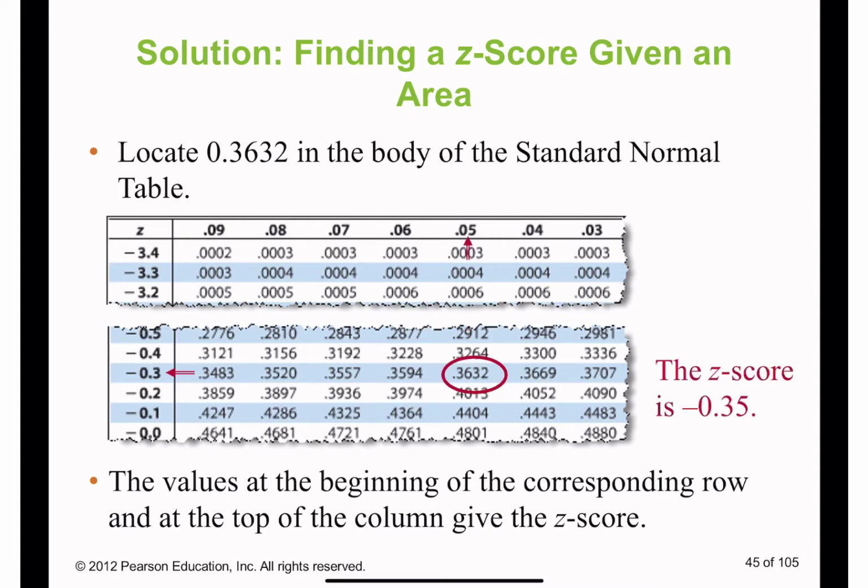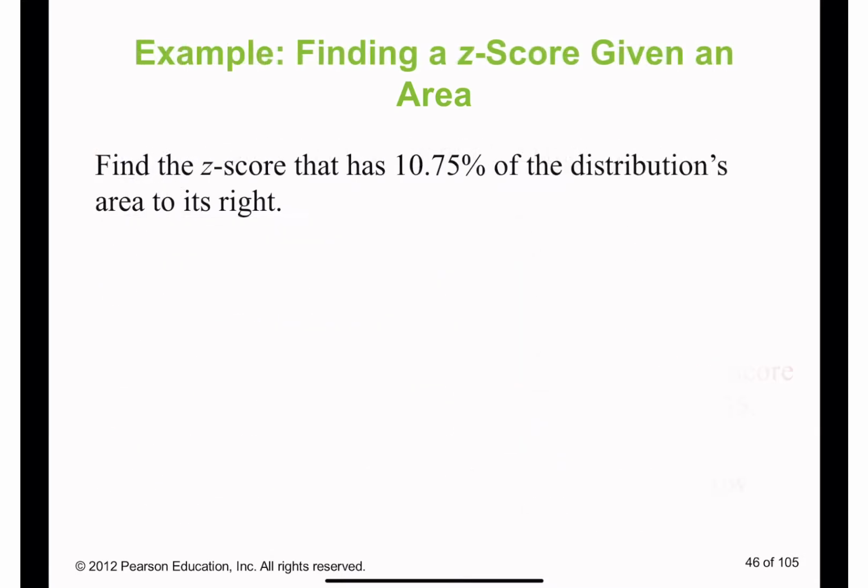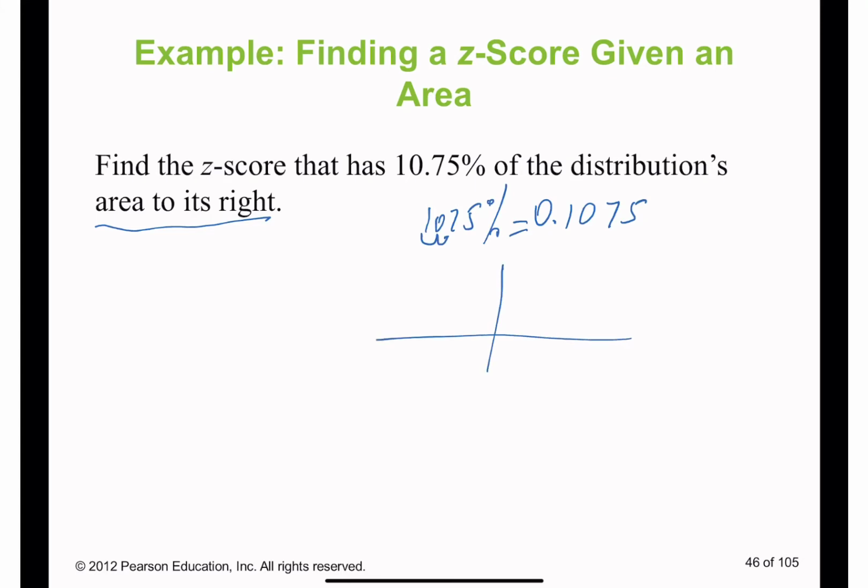I suppose you watched the first part of the chapter 5.3 recording, therefore this would be easy already. Next one: find the z-score that has 10.75% of the distribution area to its right. First of all, 10.75% is going to be 0.1075, right? So this is the mu, the average, and 0.1075 is to the right.